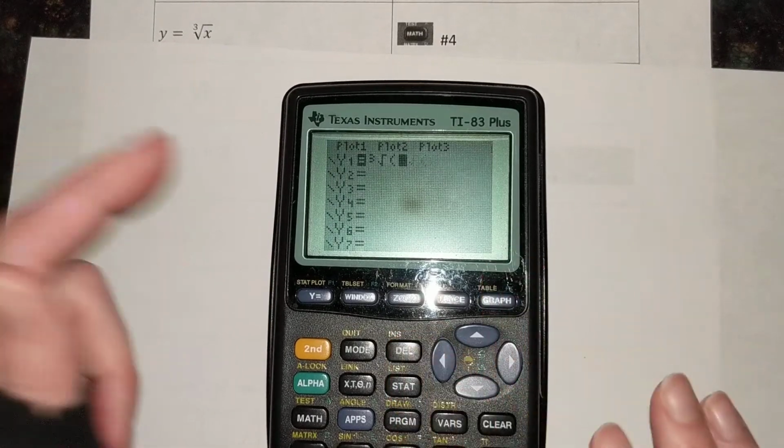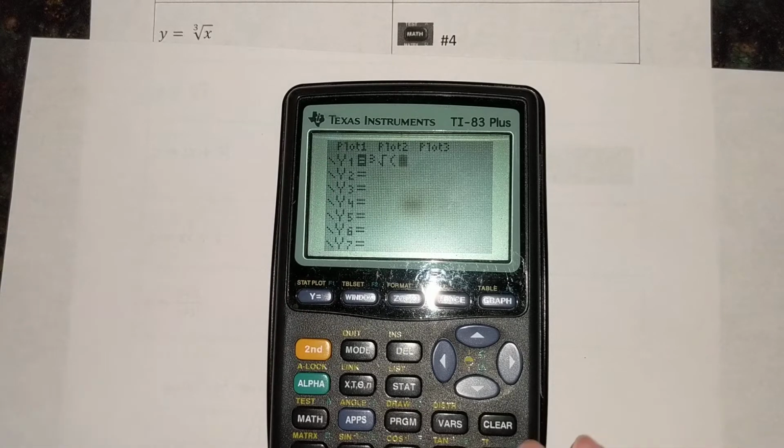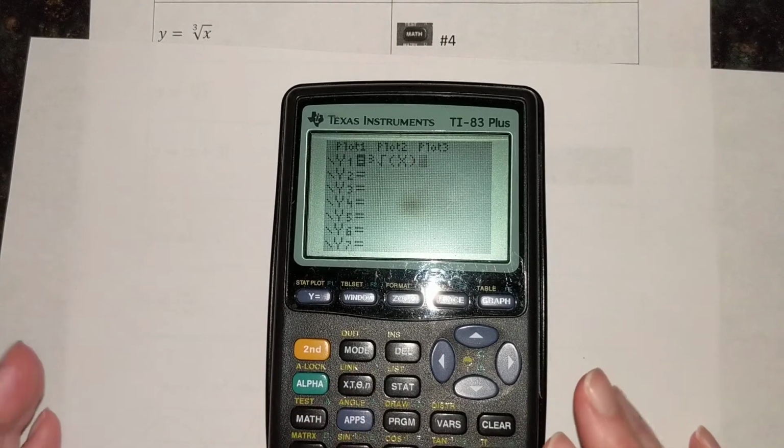Okay, so when you do that, you just have a cube root that you need, and then type in your x followed by your parentheses, and that will graph your cube root for you.